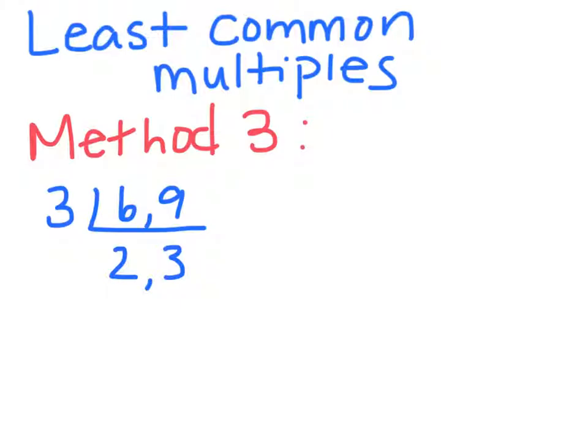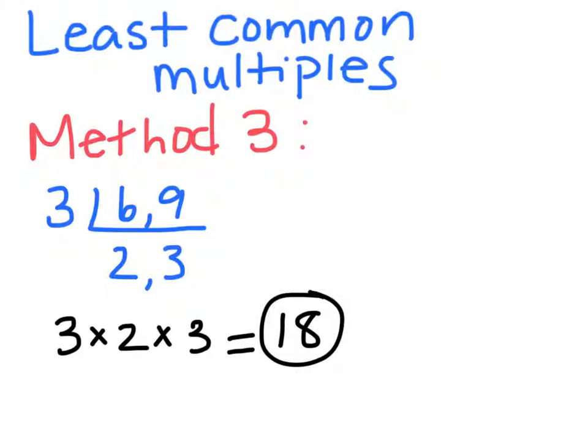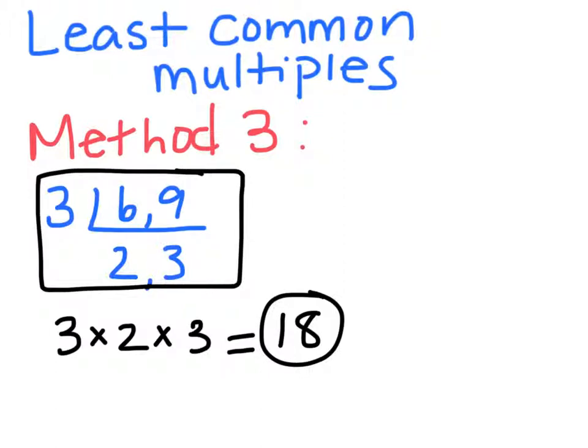Now, to figure out the least common multiple, all we do is take each of these numbers and multiply them together. So 3 times 2 times 3 gives us 3 times 2 is 6, 6 times 3 is 18. For finding least common multiples, this is likely my favorite method, simply because it's so simple and so elegant. If you understand how this bookshelf mechanism works, it makes these problems really easy.